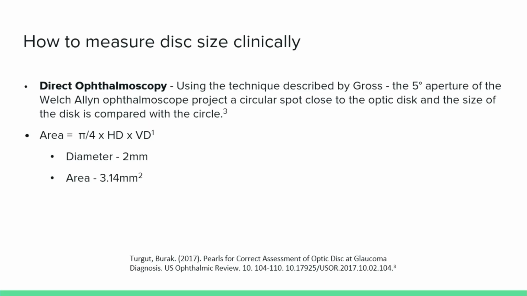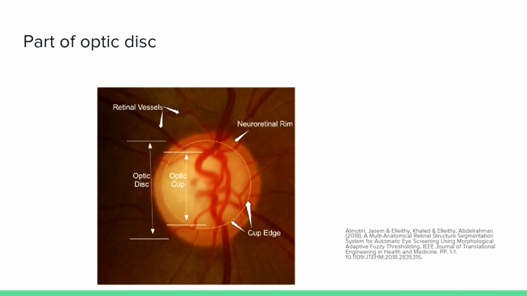Yeah, it's not stereoscopic. Okay. So the area of the disc can be calculated by the formula pi by 4 into horizontal diameter and the vertical diameter. So for example, if we are getting horizontal and vertical diameters as 2 mm, then the area will be 3.14 mm. Now the parts of optic disc.